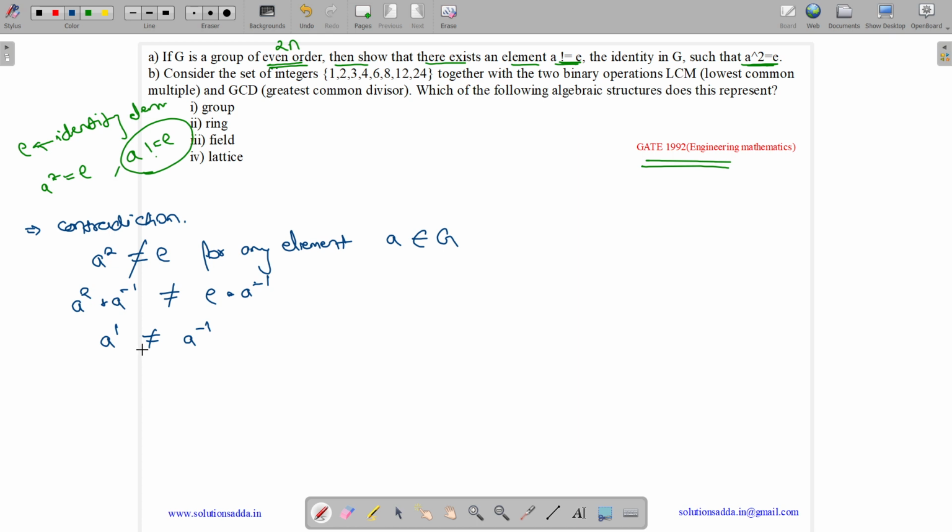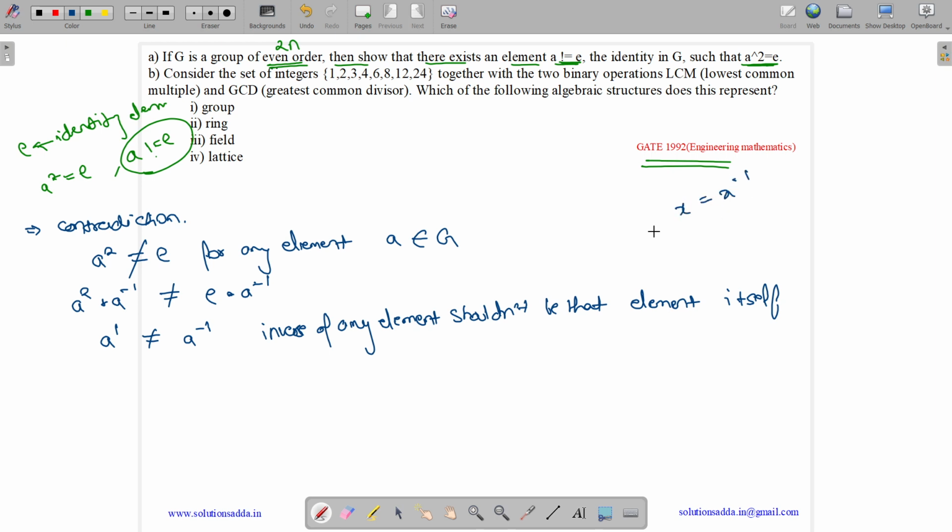So what does this mean? This means that the inverse of any element shouldn't be equal to that element itself. What happens if the inverse of an element equals itself? If x equals x inverse, we can multiply x on both sides, so we will get x square equals e, and this fails our contradiction. So this shouldn't happen.